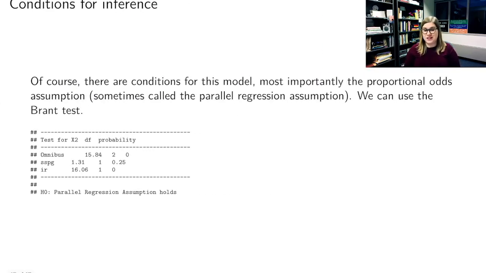And then, of course, there's conditions for inference. For the ordinal logistic regression model, one of the most important conditions is the proportional odds assumption. It's sometimes also called the parallel regression assumption. And the way that you test for this is using this thing called the Brant test. So I can look at the output from my R, and it's really handy. It just gives you the output and says whether that assumption holds or doesn't hold, and in this case it does. So I should be good to go there.